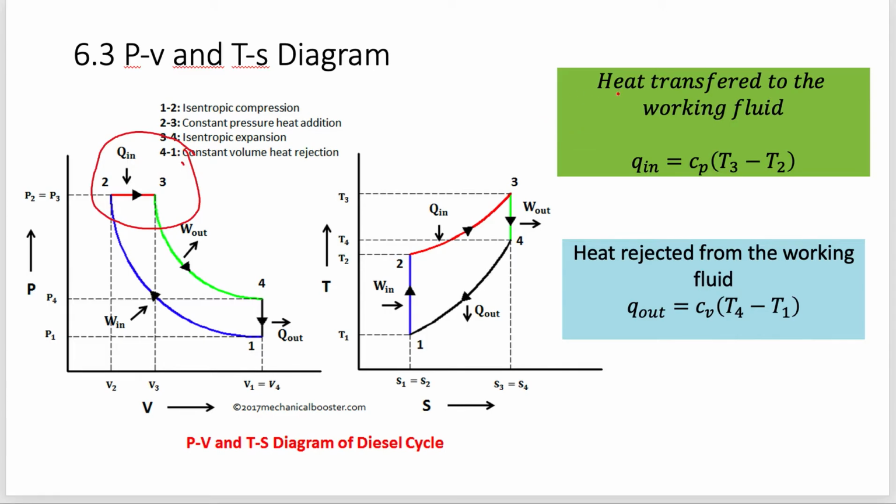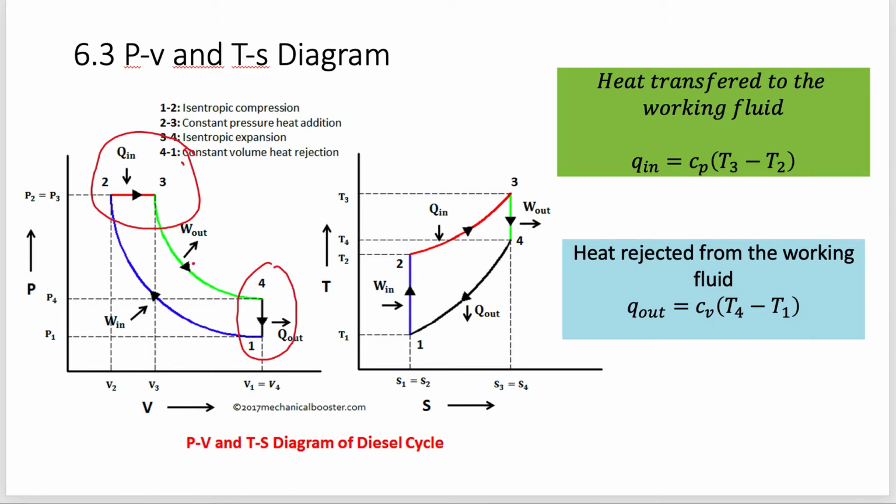So the heat transfer to the working fluid is Q in equals Cp (T3 minus T2). Cp because this is constant pressure. Heat addition occurs at constant pressure. And heat rejected is here. It is the same as the Otto cycle, which is Q out equals Cv (T4 minus T1). Cv because this is constant volume.